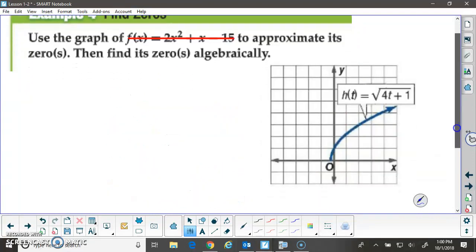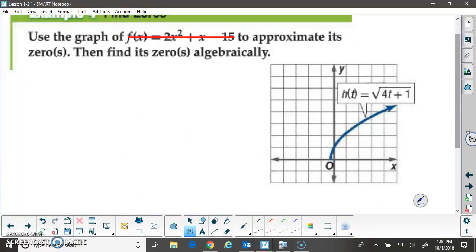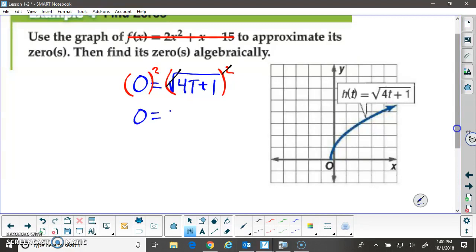Here is one more, finding the 0 algebraically. This time it's a square root graph. So if we put 0 in for y, we get 0 equals the square root of 4t plus 1. And so what I would do now is I'd square both sides to get rid of that square root. And in doing so, the square root and the square cancel. So we're left with 0 equals 4t plus 1. We subtract 1 and divide by 4. We get negative 1/4 equals t.